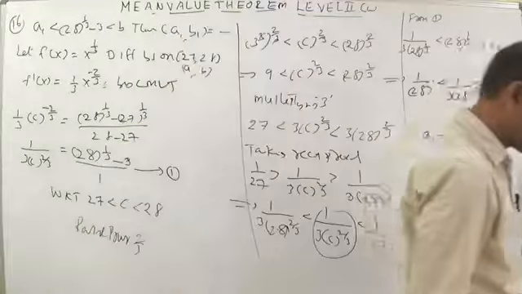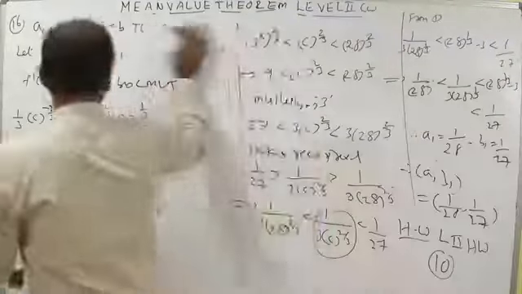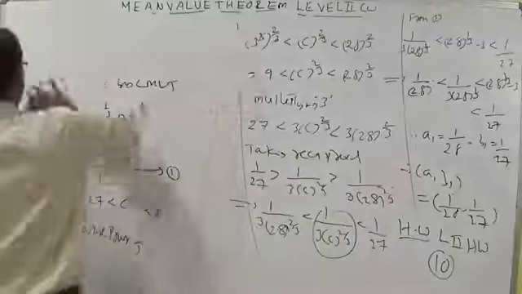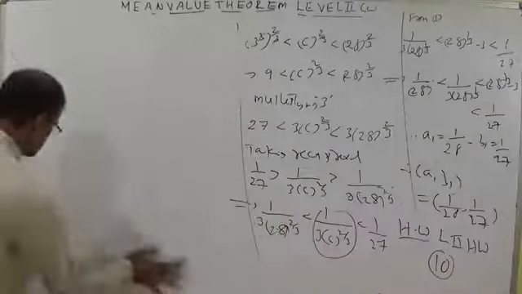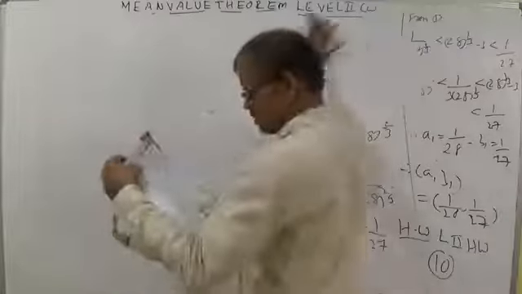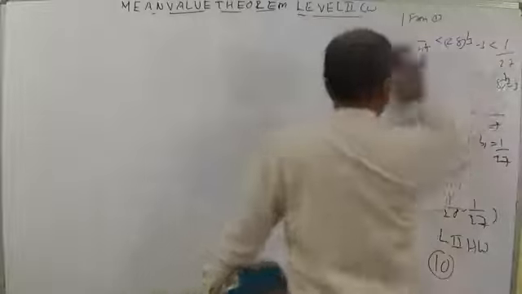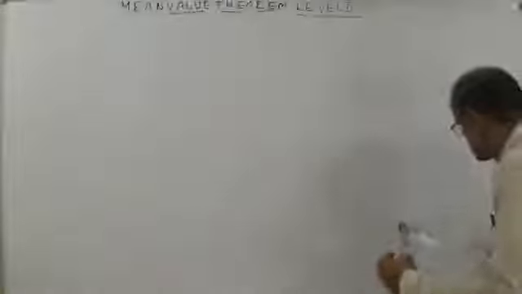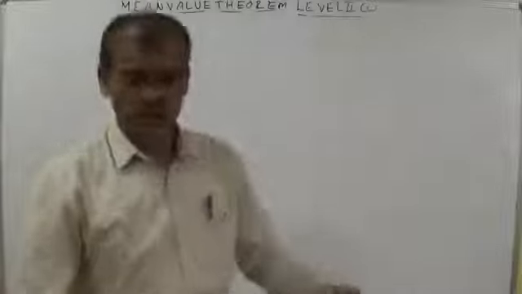Next, let us discuss the 17th question. F of x is equal to cos x, with 0 less than or equal to x less than or equal to pi by 2 as the given condition. Cos x is a trigonometric function. If necessary, you should not forget about the domains of cos x.